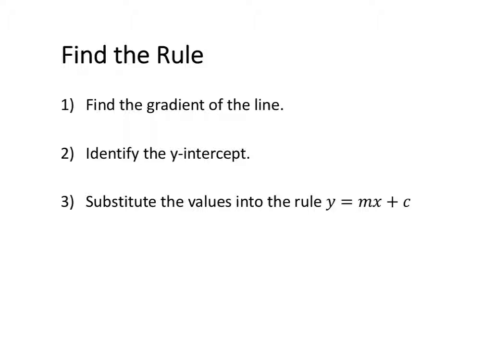Our second step is to identify the y-intercept. And the third step is to substitute those values into the general rule y equals mx plus c, remembering that m is the gradient and c is the y-intercept. So let's have a look at an example of how we find the rule using those three steps.